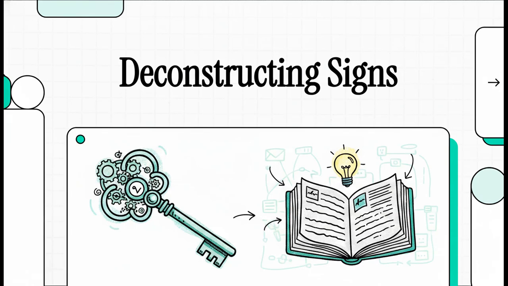All right, let's get started. We're diving into semiotics. And if you're doing any kind of MA level work in the humanities, this is one of those tools you absolutely have to have in your back pocket. It's basically a key for unlocking how culture, communication, and, well, meaning itself actually works. So, let's get right into it.